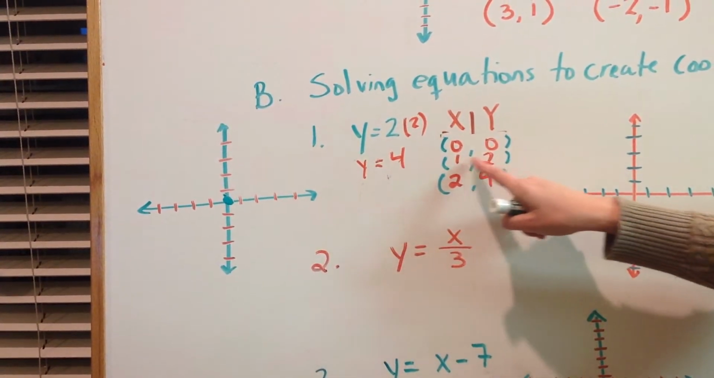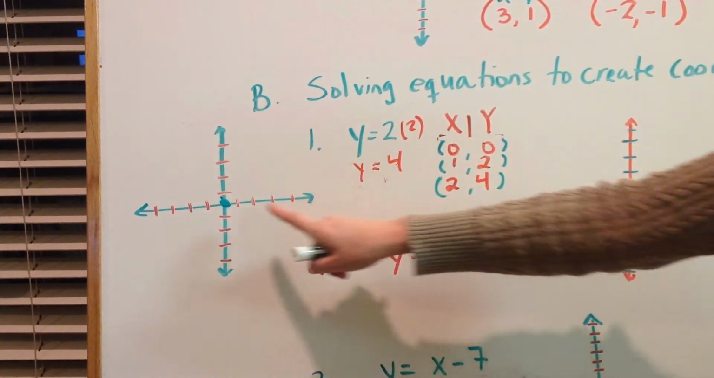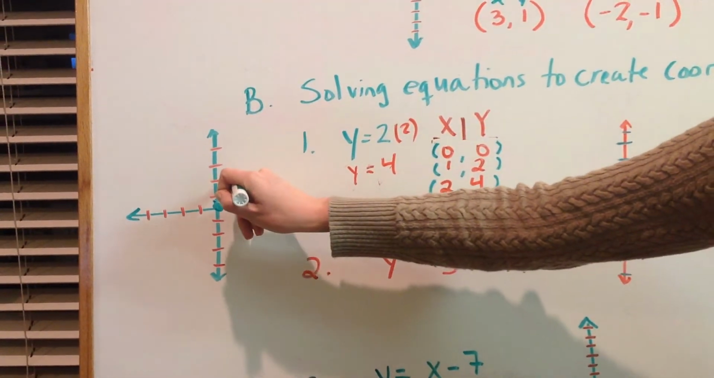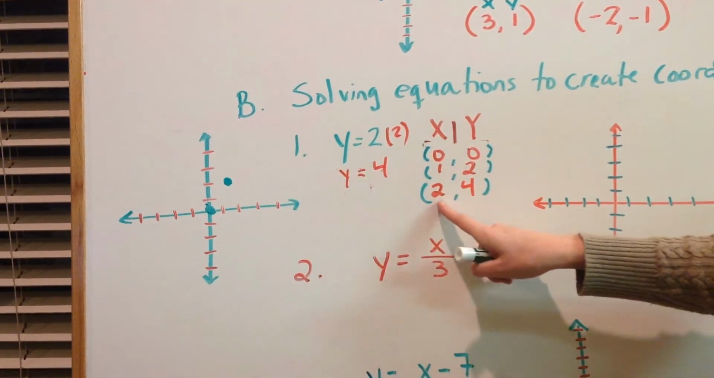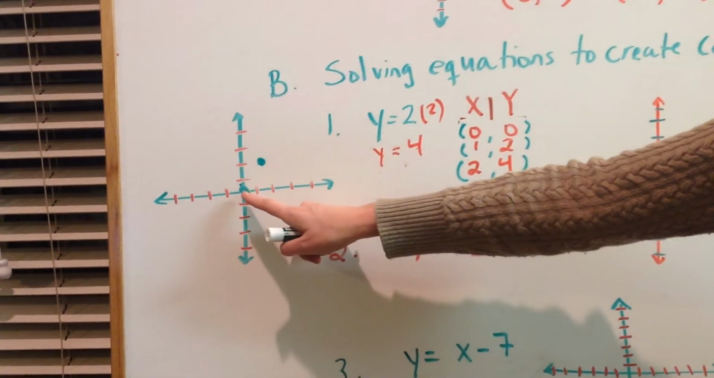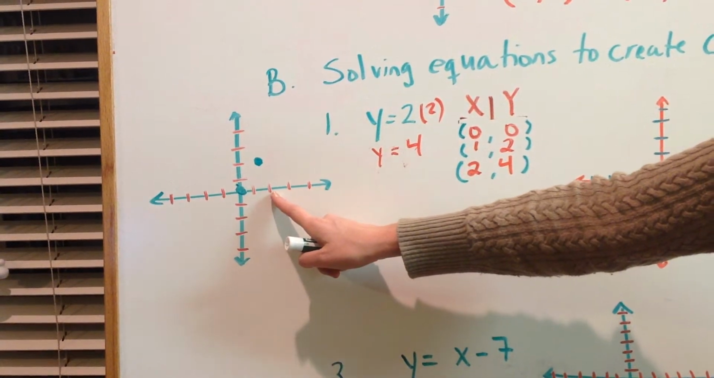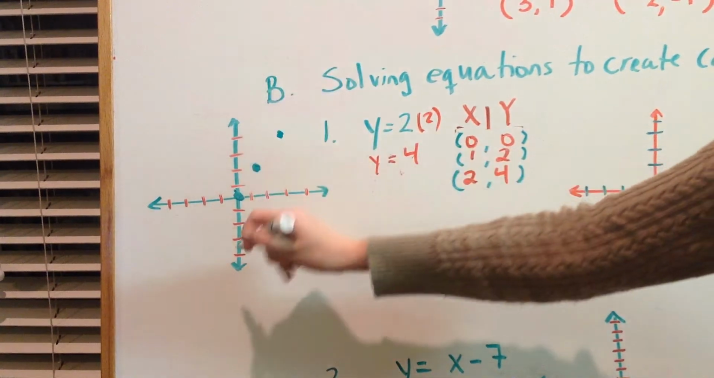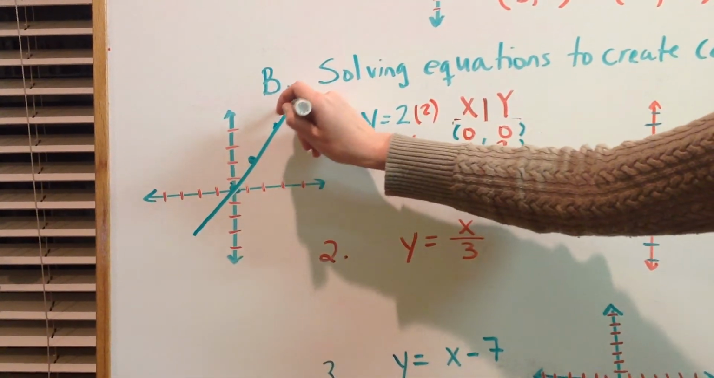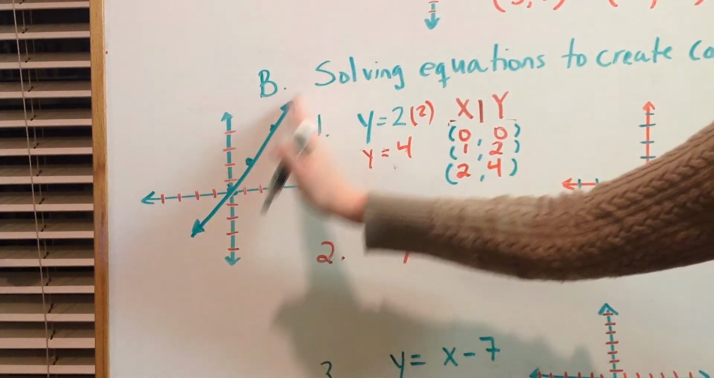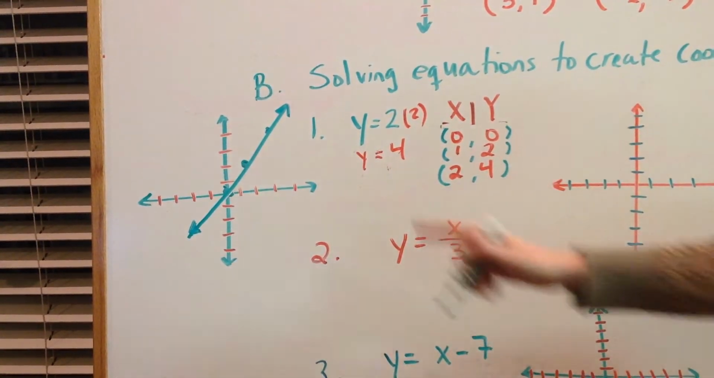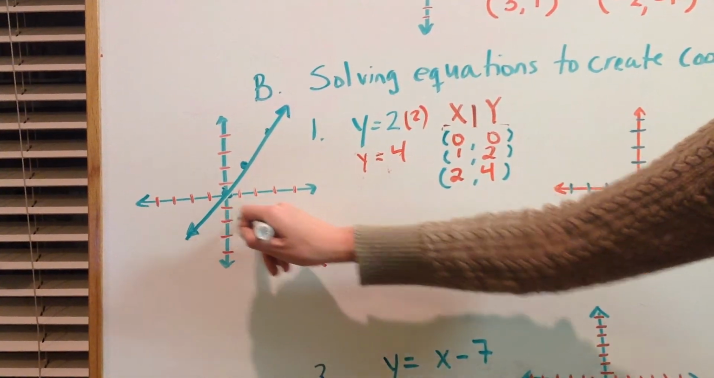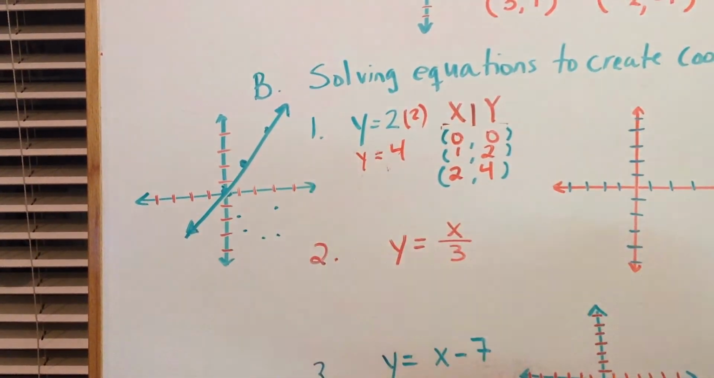Now it says 1, 2. So on the x-axis, I'm going to go over 1. And on the y-axis, I'm going to go up 2. And now we have 2, 4. So on my x-axis, I'm going to go over 2. And my y-axis, I'm going to go up 4. And notice all my dots are in a straight line, so I'm going to connect my dots and draw an arrow to make a line. When you draw your dots today, they should always go linear, meaning they'll connect straight. If you draw your dots and they're like this, something wonky, you've done your math wrong, okay?